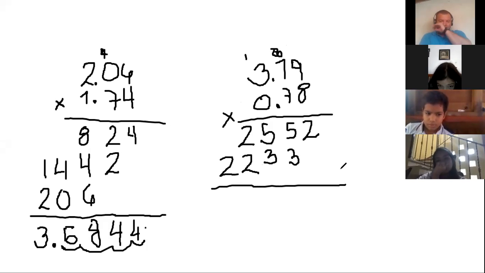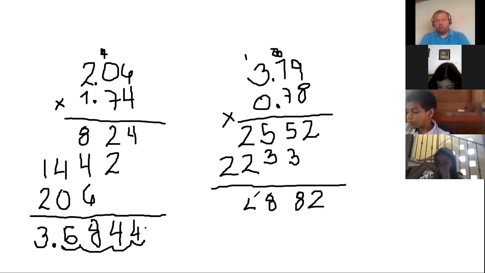So I have to add 2, 8, 8, 4, 2. How many times do I have to move the period? 4. So the answer is 2.4882.